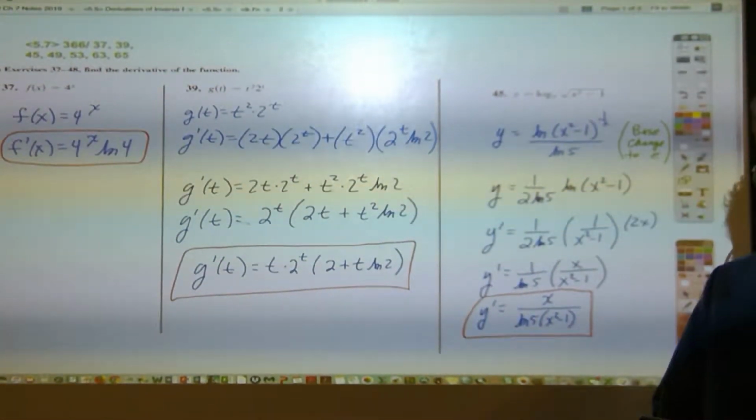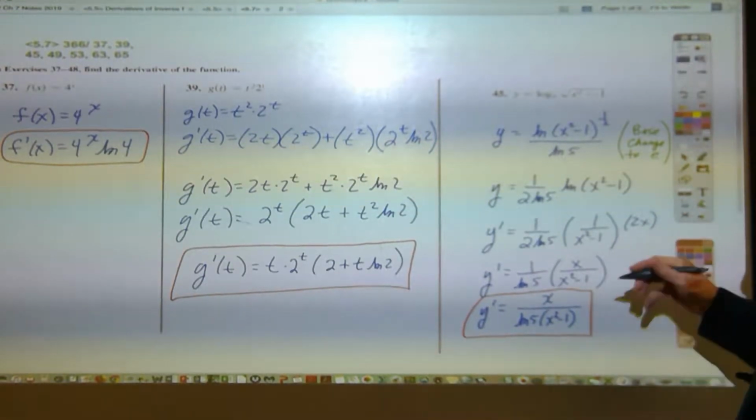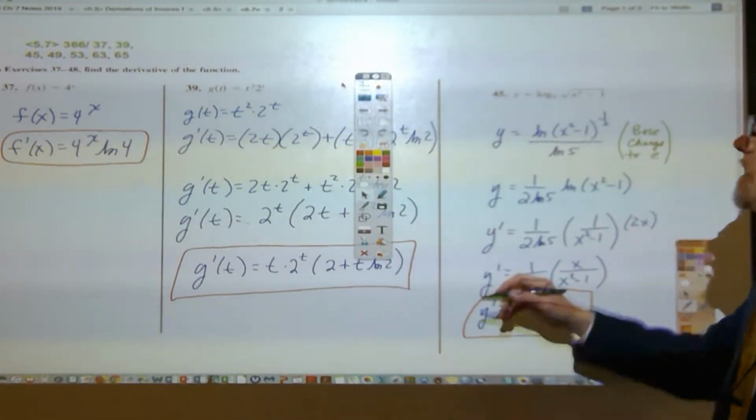Welcome to AP Calculus. We are looking at problem 45 on the homework due today. And I've got the solution right here.